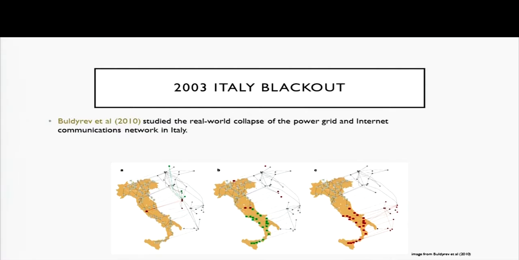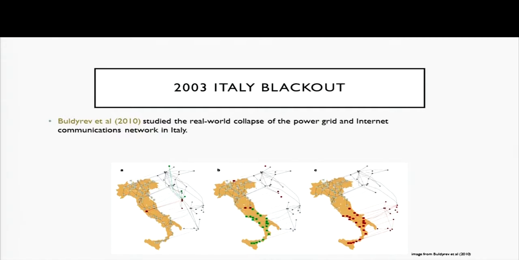So you can see here, we have the map of Italy, and each stage here explains the collapse of the power grid and internet communications network. You start off here around Rome, where there was a failure in one of the power grid. The grid on the map here itself is the power network, whereas the network up here on the side is the internet communications network. So when you had a failure here in red, it corresponded to some failure in the power network, the internet communications network, and this led to more failures in the green here.